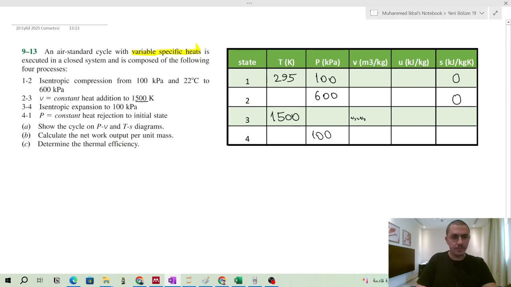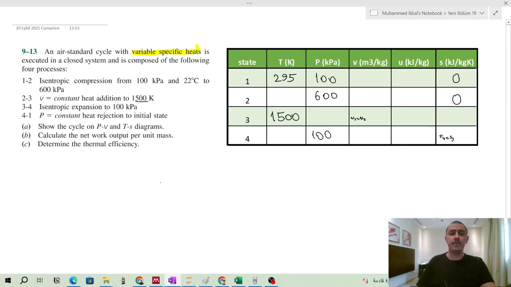It's isentropic expansion, so S4 is equal to S3. But I don't know S3. Actually, there is an entropy change between 2 and 3. I must calculate this. I don't know it now. I will calculate and find this value, then this value will be equal to S4 also. And P is constant when you have heat rejection to the initial state. From 4 to 1 you have heat rejection, but pressure is constant. That means there is work.